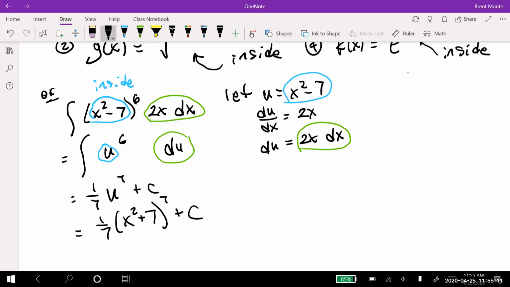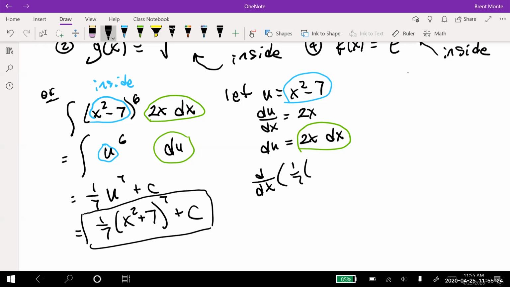And now I'm done. As always, we can check by taking the derivative. Let's just check real quick on this one because we haven't done one of these and this seems kind of weird. So think about taking the derivative.